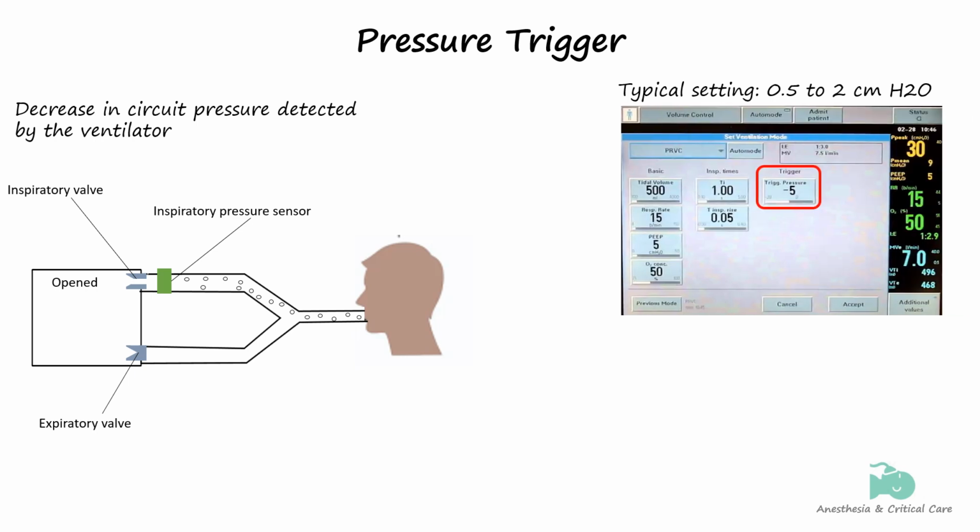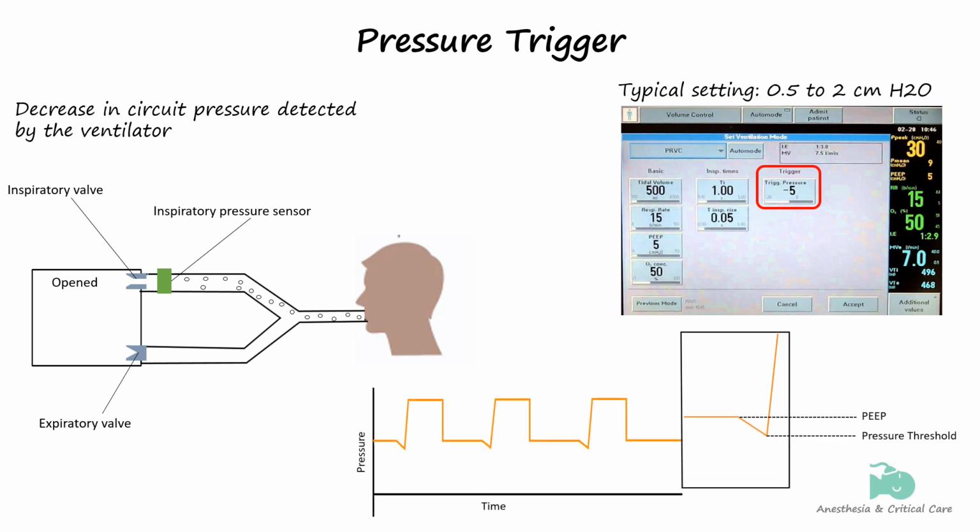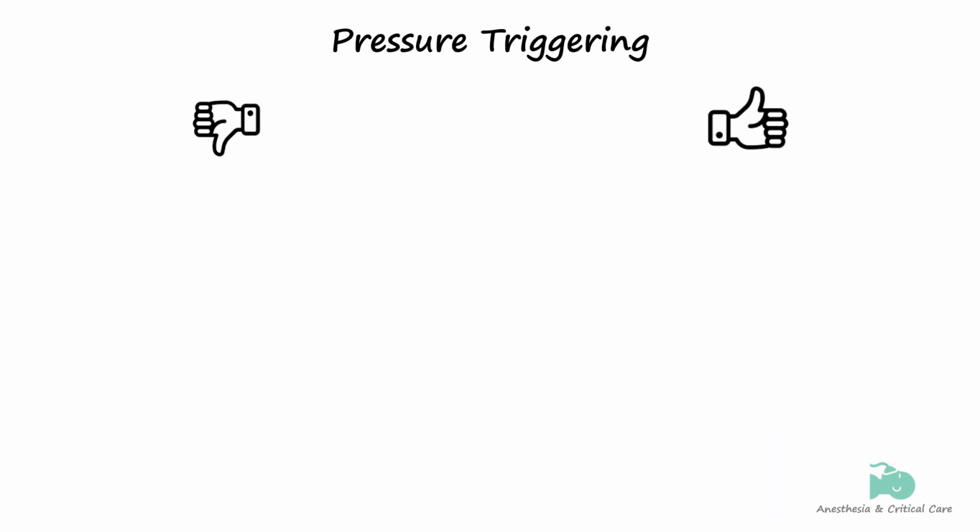Here we see the pressure trigger of -5 centimeters of water. We can also appreciate the reduction in pressure from baseline in the pressure time waveform given here. However, pressure triggering is an old-school method and is seldom used these days for the following reasons. It requires more effort to trigger the ventilator, as a change in pressure of even -1 centimeter of water requires more patient effort than a change in flow.